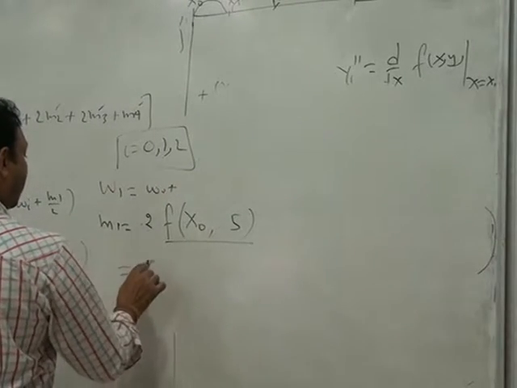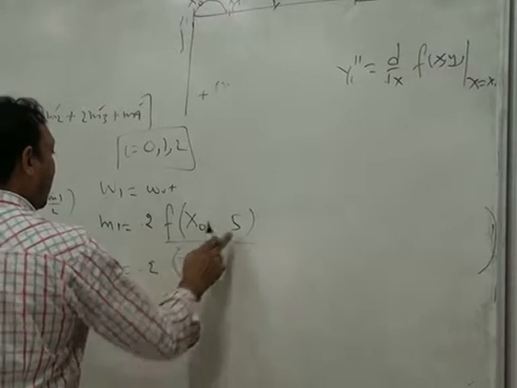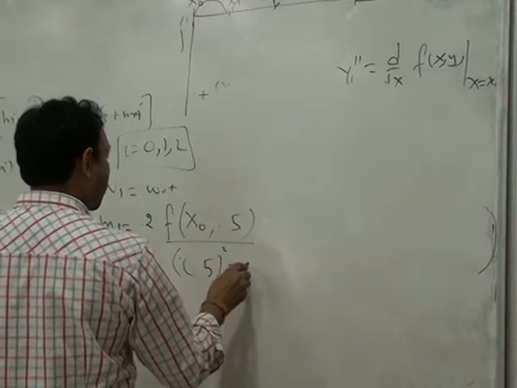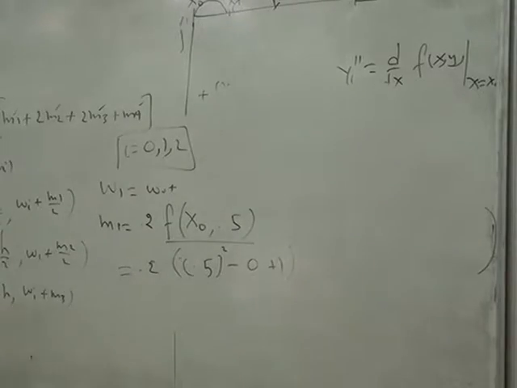0.2, x naught is 0. So what is the formula here? y minus x square means 0.5 minus x square, that is 0 plus 1 something. That's all. You have to do something, correct? Otherwise, how do you understand? Okay, M1 I got it. Similarly, M2 I can get.